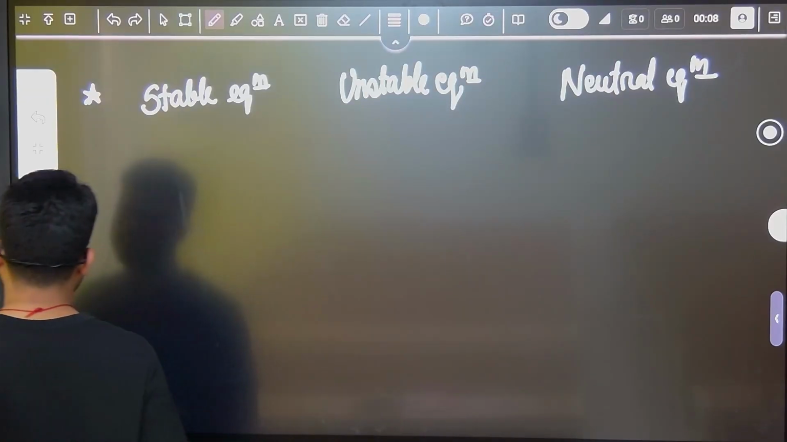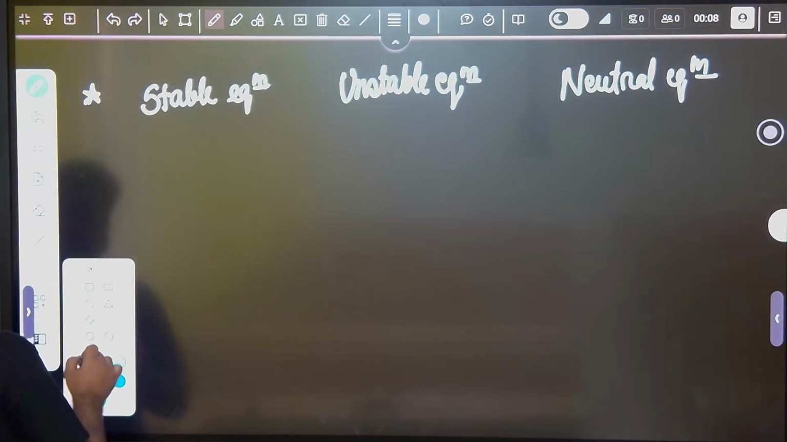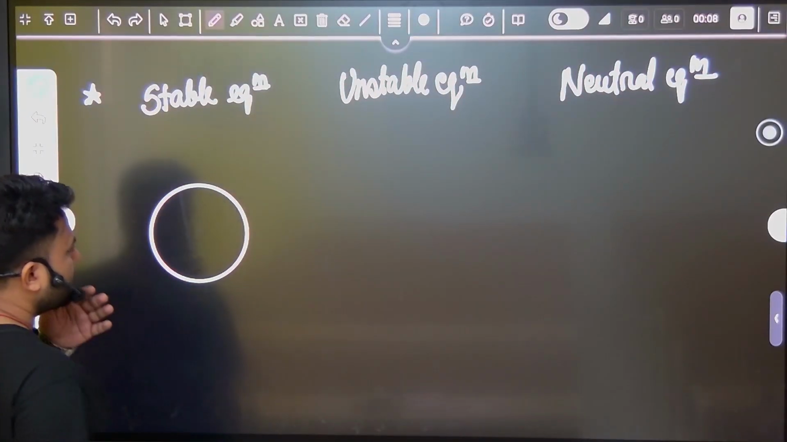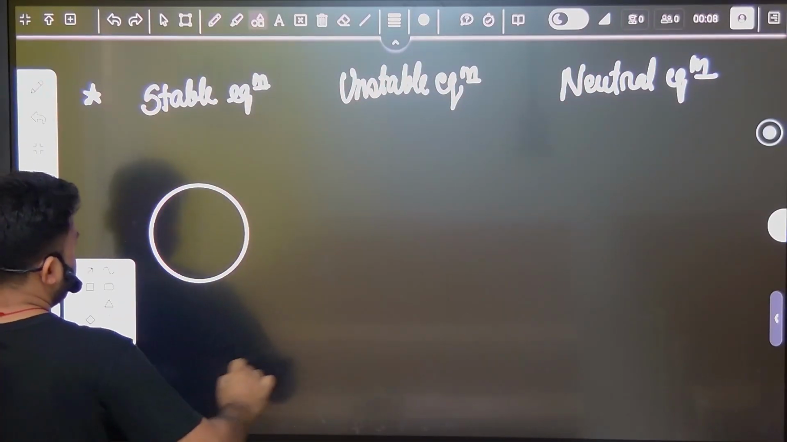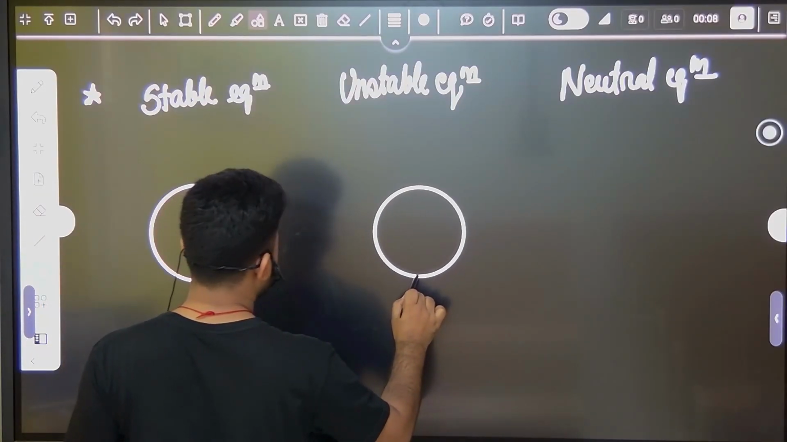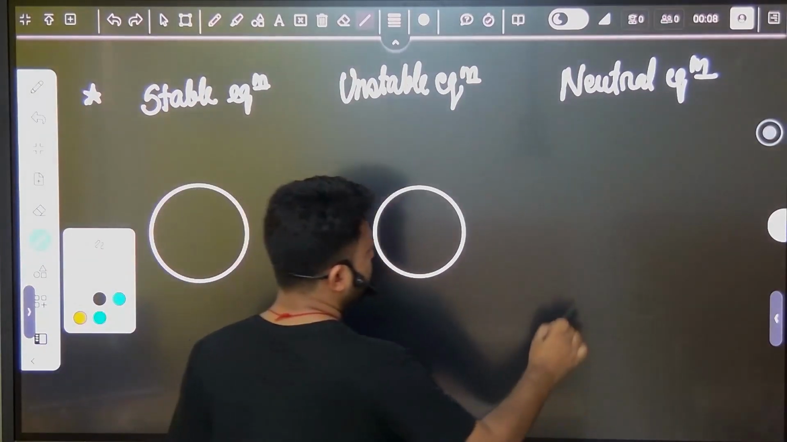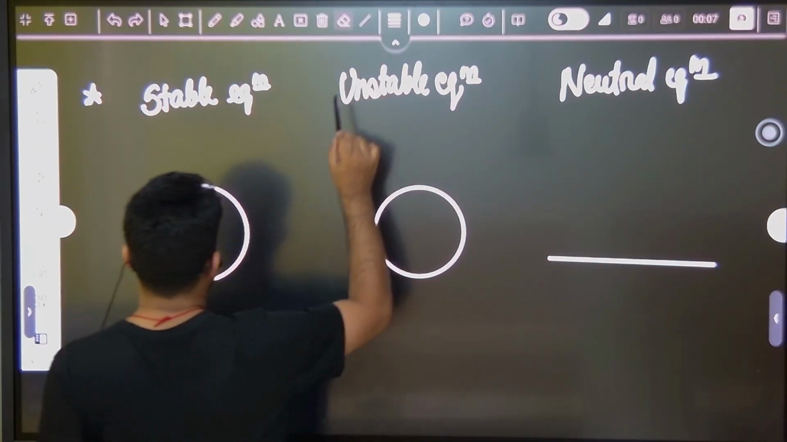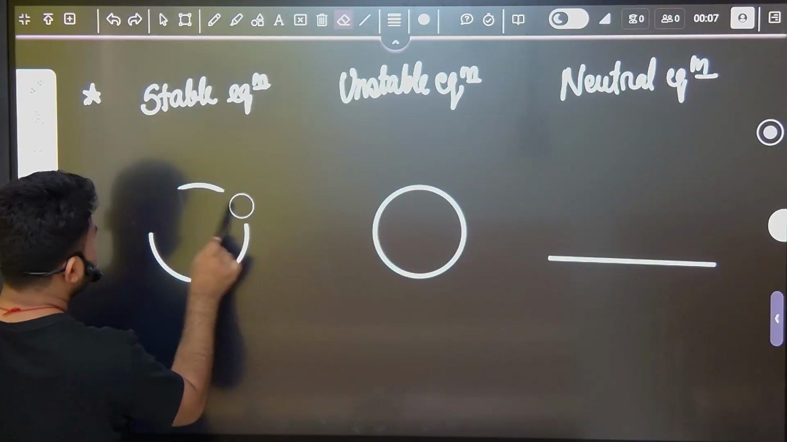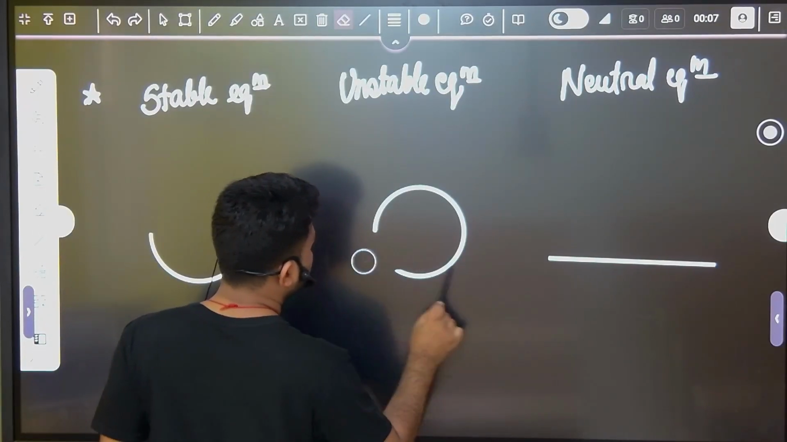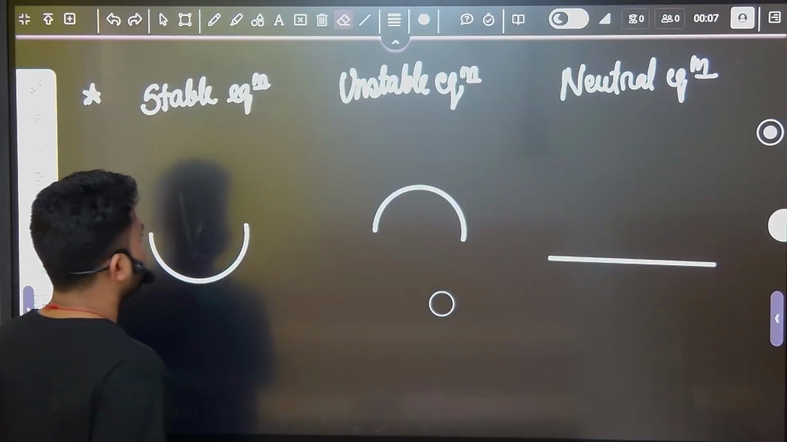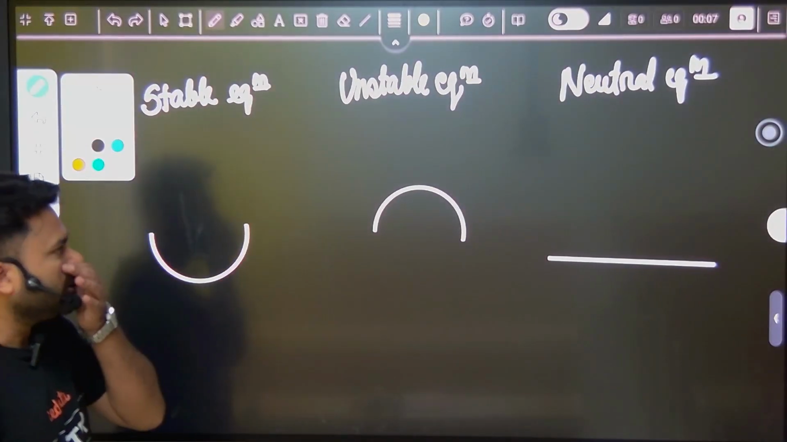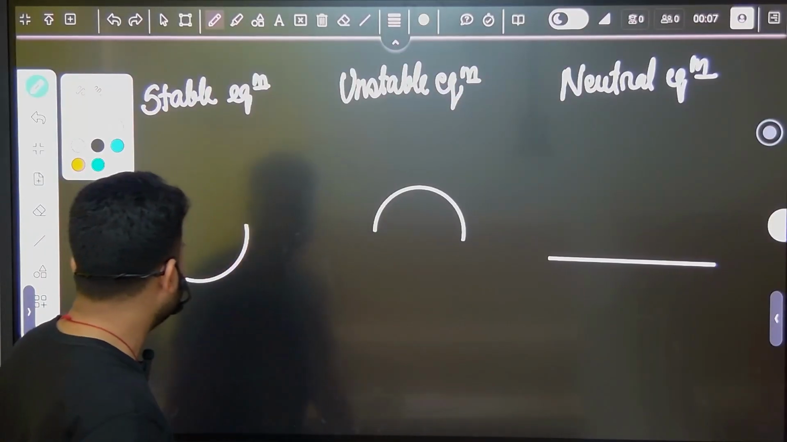Correct. I will give you examples. Like, see, what is stable equilibrium, unstable equilibrium, neutral equilibrium?